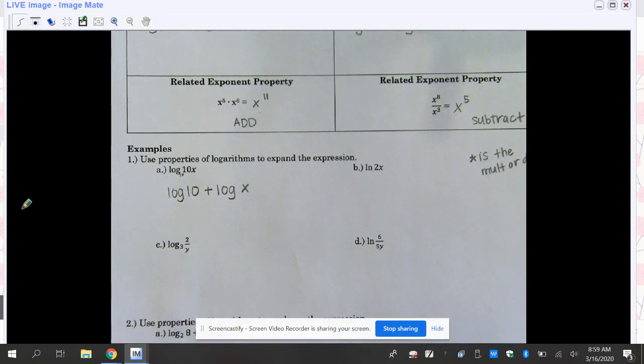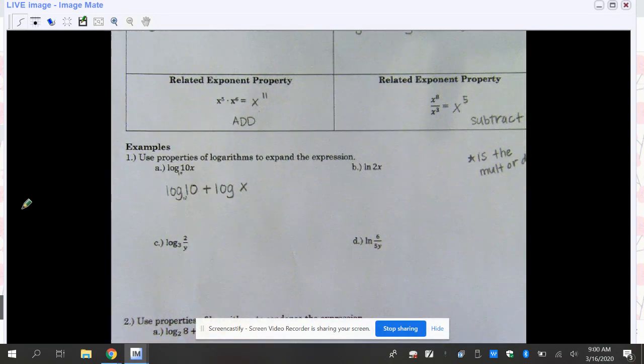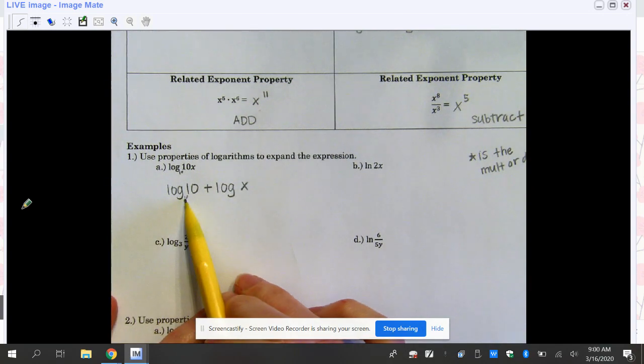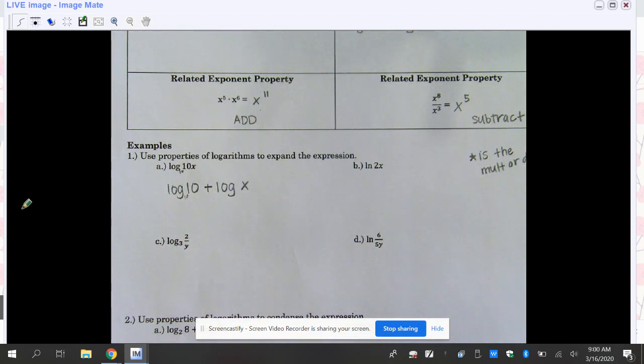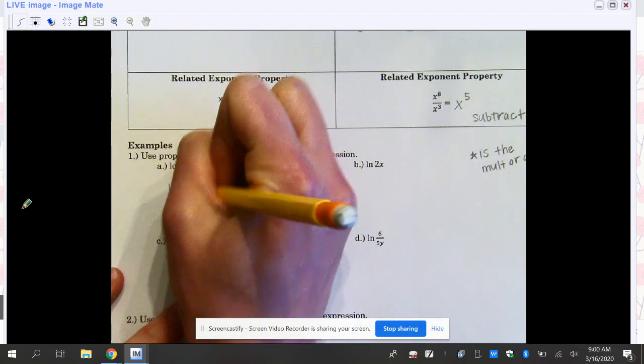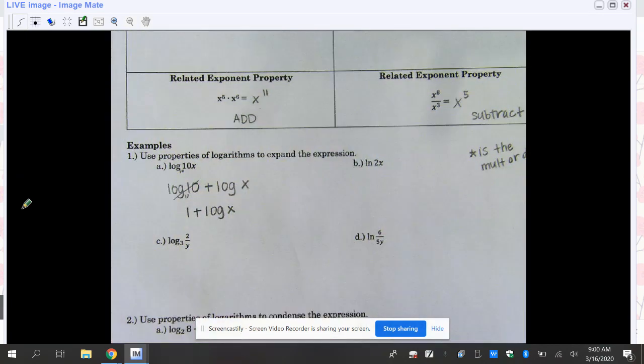Okay. Now, every once in a while, we may need to simplify this one step further, right? So I said right here, if the base of our log is 10, ask yourself, if you just have a numerical log, can that be simplified? Is 10 to a power 10? That's what we ended class with last time. 10 to what power is 10? So this is actually 1 plus log of x, and that would be my final answer.